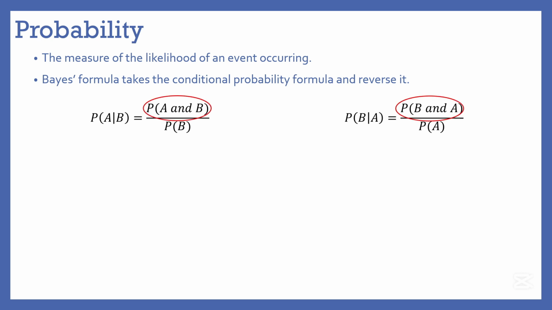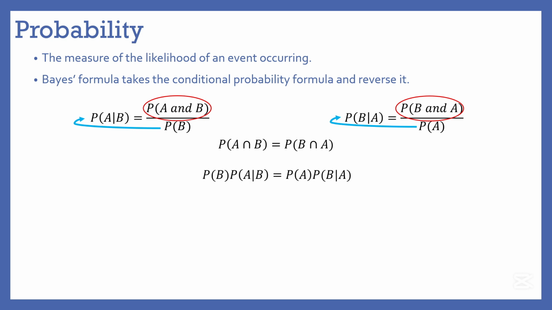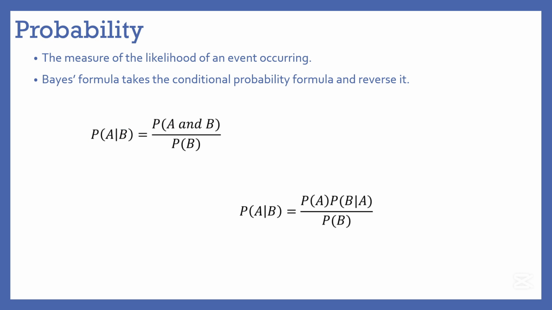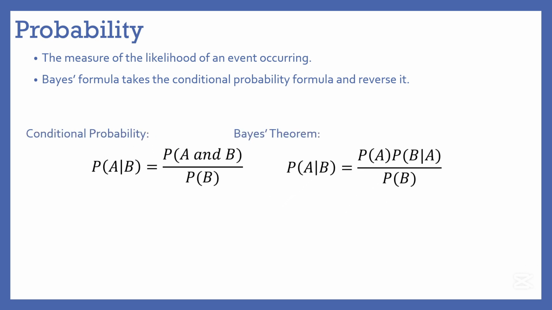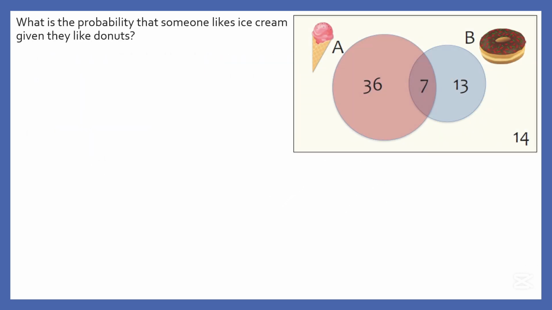Now we can see that the probability of A and B is the same as the probability of B and A, and we can write it like this. The probability of A and B is just the product of the probability of B times the probability of A given B, and the same for the other side. Once we divide both sides by the probability of B, we will get this new formula, and this new formula becomes the Bayes theorem. Now let's take a look at an example using these formulas.